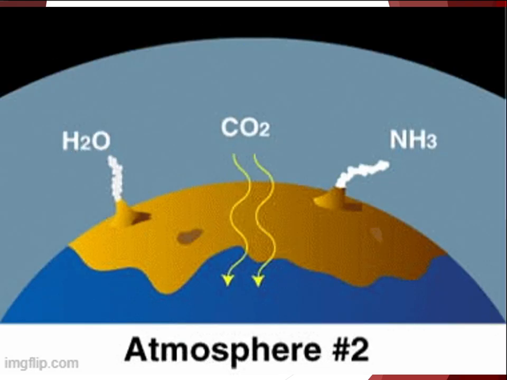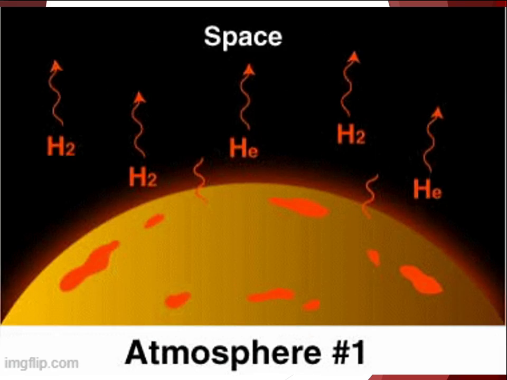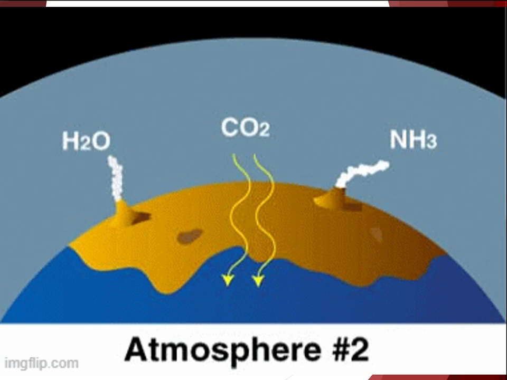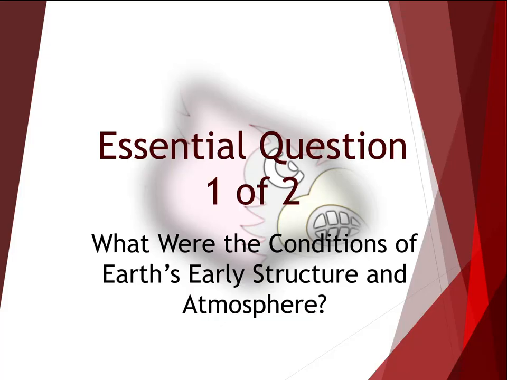Then the sun's light broke down the ammonia that came from the volcanoes. The nitrogen that was released by this process slowly increased in the atmosphere. At this point, you should be able to generate a full and appropriate response to today's essential question. What were the conditions of Earth's early structure and atmosphere?